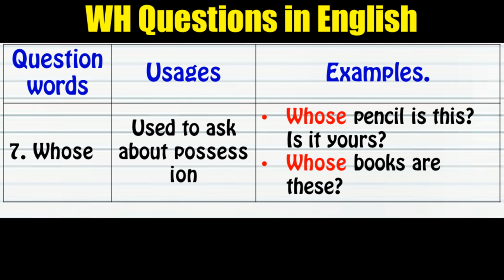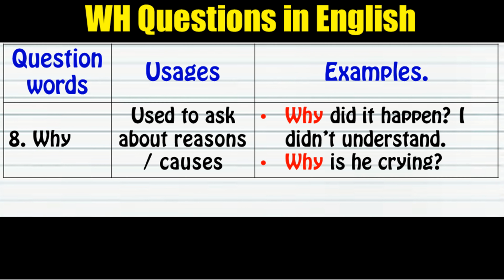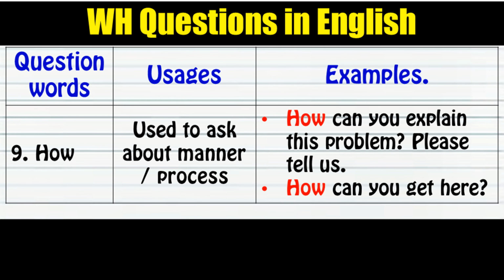7. Whose? Used to ask about possession. Whose pencil is this? Is it yours? Whose books are these? 8. Why? Used to ask about reasons or causes. Why did it happen? I didn't understand. Why is he crying? 9. How? Used to ask about manner or process. How can you explain this problem? Please tell us. How can you get here?